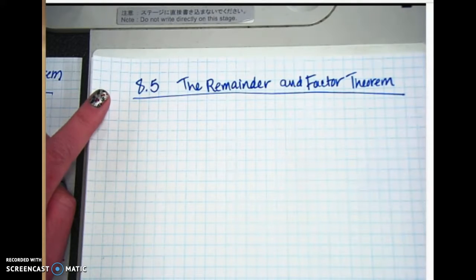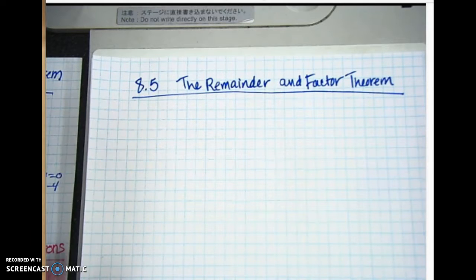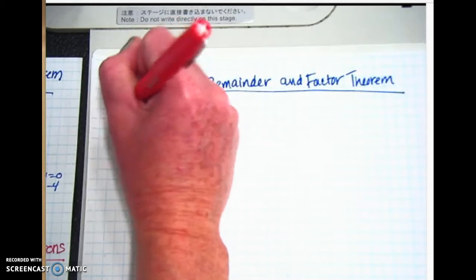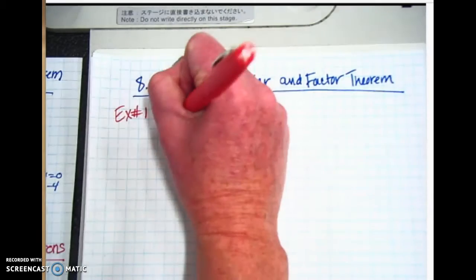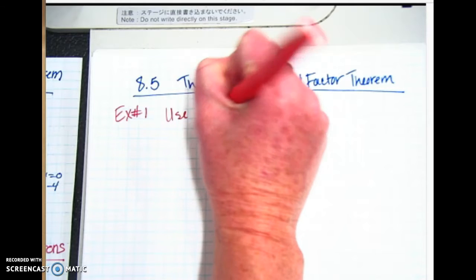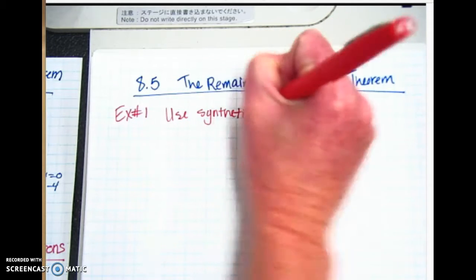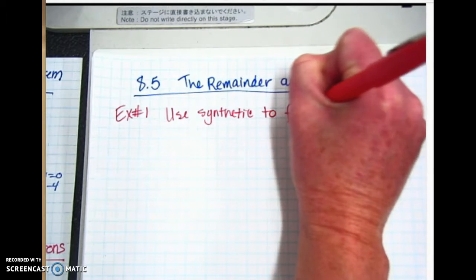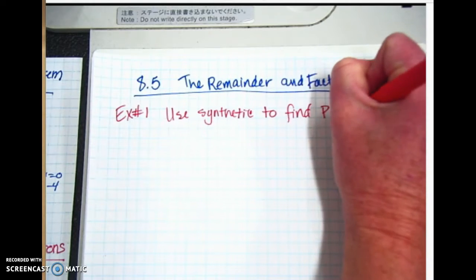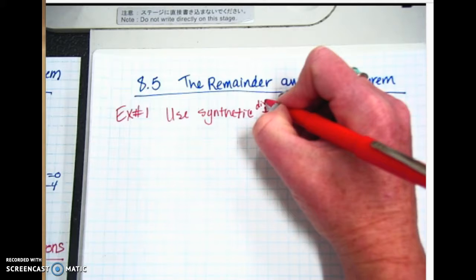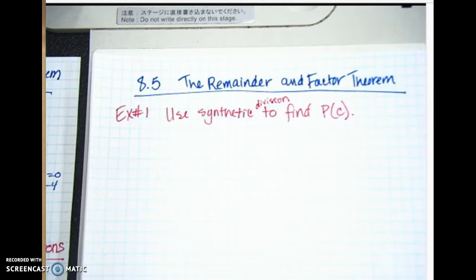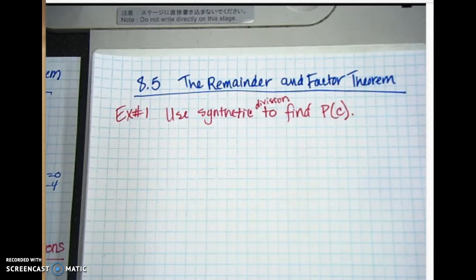All right, so section 8.5 is called the remainder and factor theorem. You're going to see two types of problems. The first one is going to say something like use synthetic division to find P of C. But you don't even have to use synthetic division, which makes you wonder why they put it in the directions, okay?